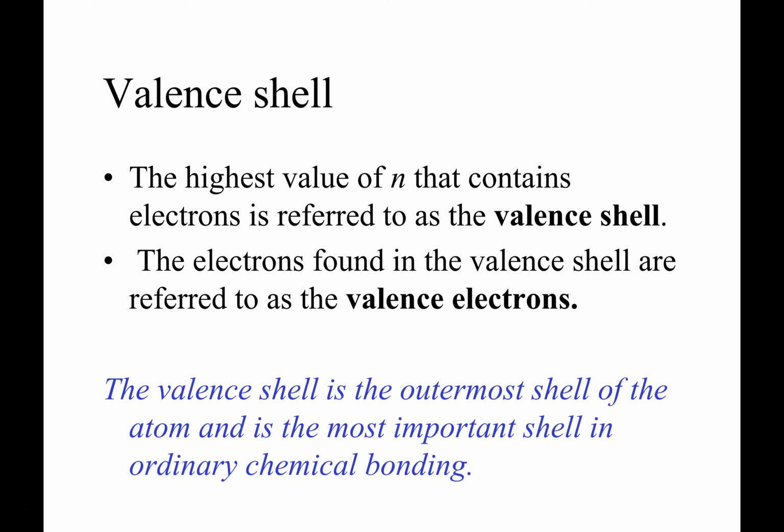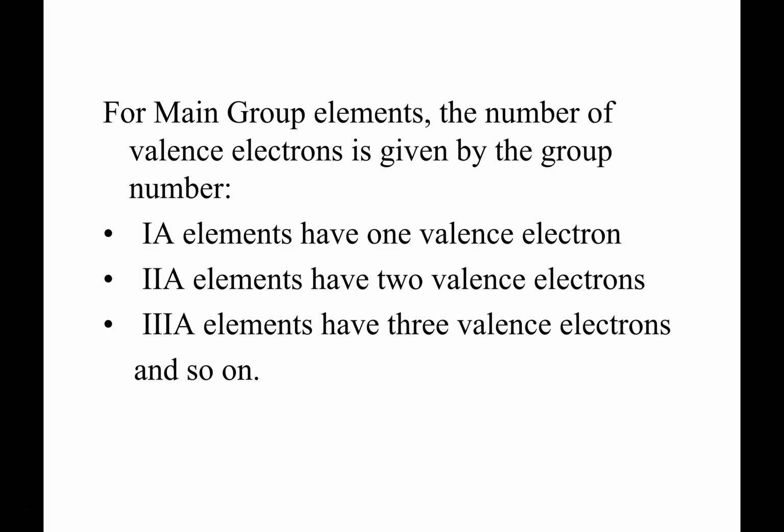It's these outer valence electrons that are important because they are the ones that are going to be transferred, or, when we talk about electrons being shared, they're the ones doing the sharing. It's convenient because if we want to know how many valence electrons an element has, and it's a main group element, all we have to do is find it on the periodic table and look at the group number. So the 1As all have 1 valence electron, 2As have 2 valence electrons, 3As have 3 valence electrons.